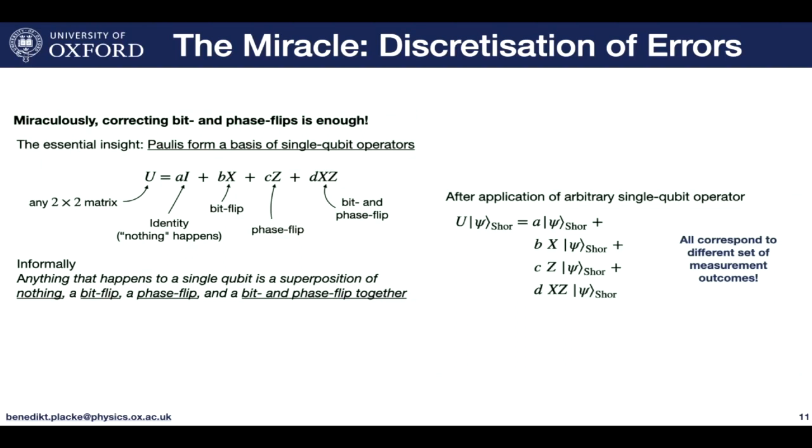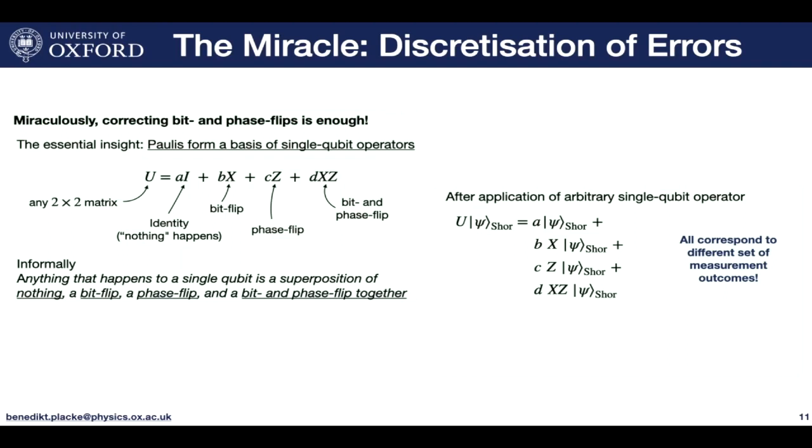Right? So now, apply this to a state. What does it mean? It really means, okay, anything happens to the Shor code state, right? And it's either the Shor code state, or it's a bit flip applied to it, it's a phase flip applied to it, or it's both applied to it. But I told you, right, we can correct a bit and a phase flip.